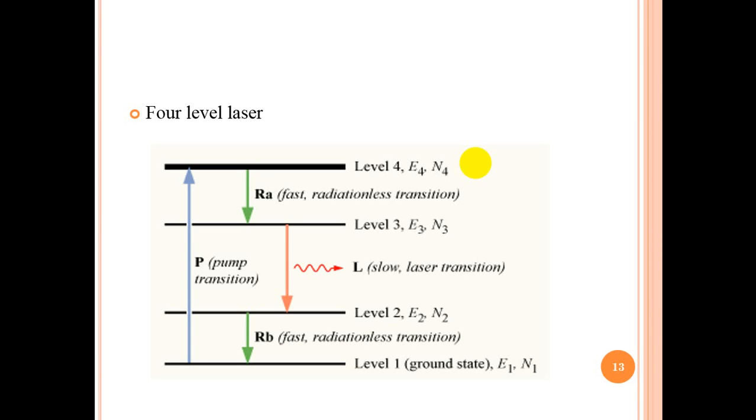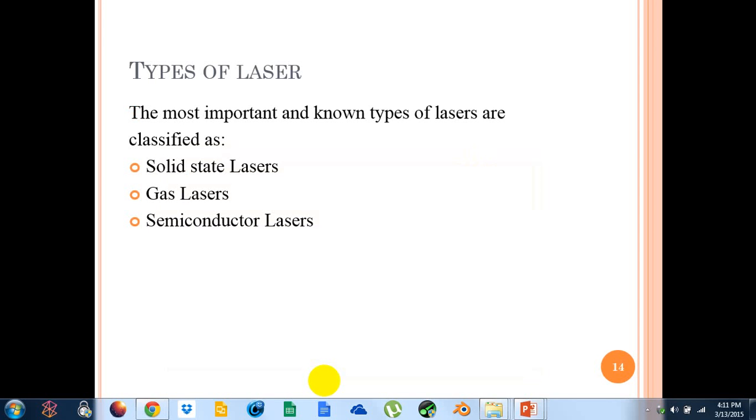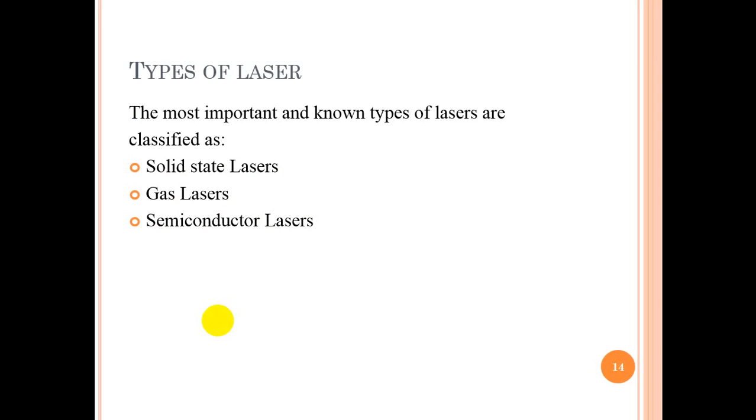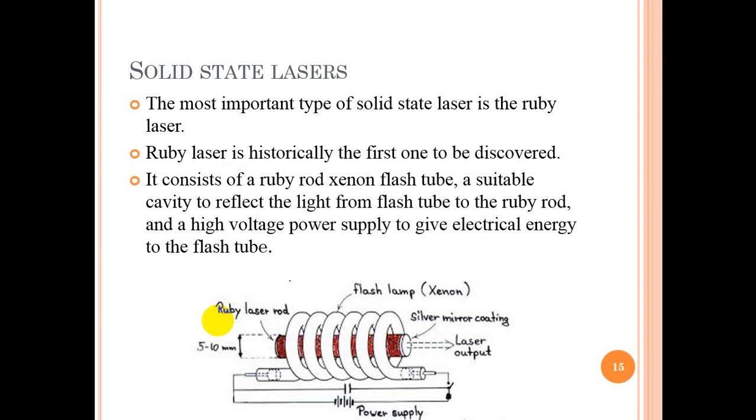But in case of a 4-level laser, only a modest pump energy may be efficient to establish a population inversion between states 3 and 4, if state 3 is metastable and state 4 is unstable. Types of laser. The most important and known types of lasers are classified as solid state lasers, gas lasers, and semiconductor lasers. Now, solid state lasers.